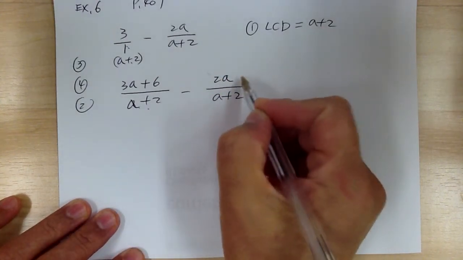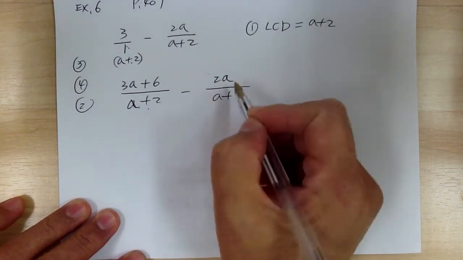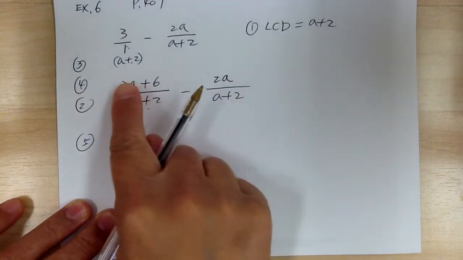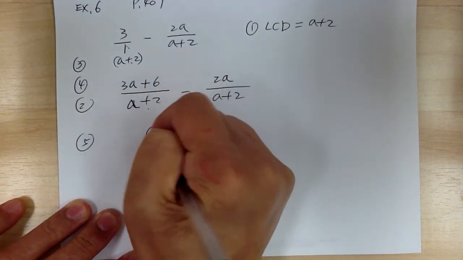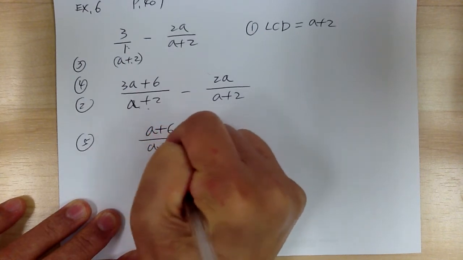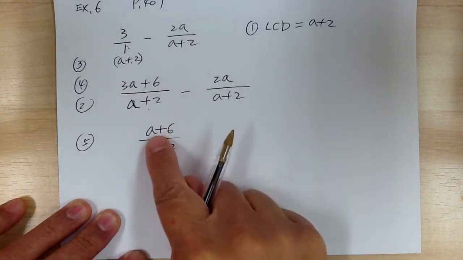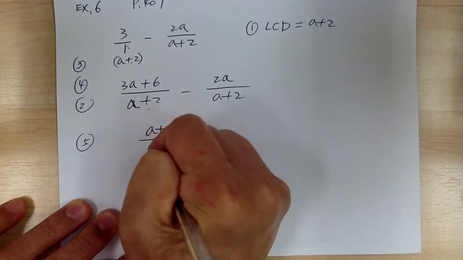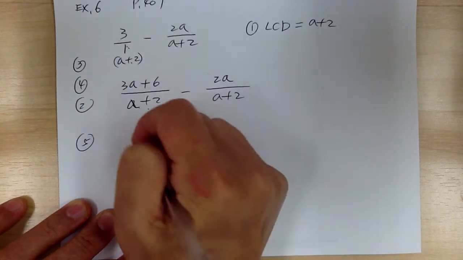Now, there's nothing for you to change sign, so this one you can just do it. So when you subtract, you're going to end up with a plus 6 over a plus 2, right? 3a minus 2a gives me a, right? And check for factoring, cannot factor, so that's it.